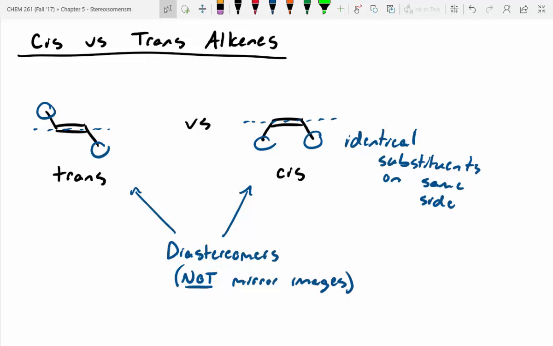Do these have the same physical properties or different? They're going to be very, very different. In fact, they'll have different melting points, different boiling points, and so on. So we have to be very, very careful with using cis versus trans for alkenes. But let's talk about kind of an odd example.